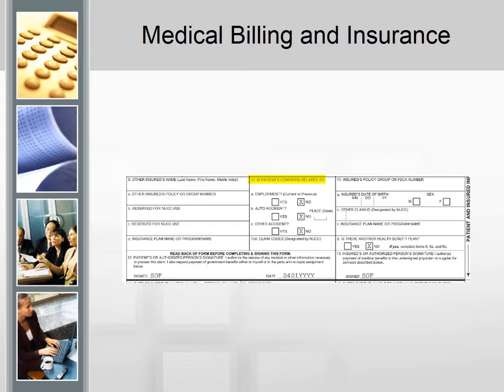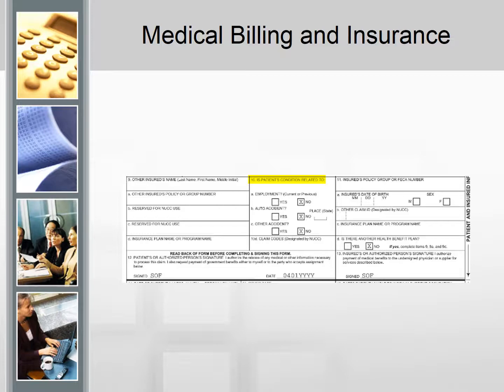Then in line D of block 11, it's asking us, is there another health benefit plan? So in Ann Adams' case, she does not have a secondary or supplemental insurance policy, so we have the X in the no box. If she did have a secondary policy, then we would put an X in the yes box, and you can see the little notation to the side. It says, if yes, complete items 9, 9A, and 9D.